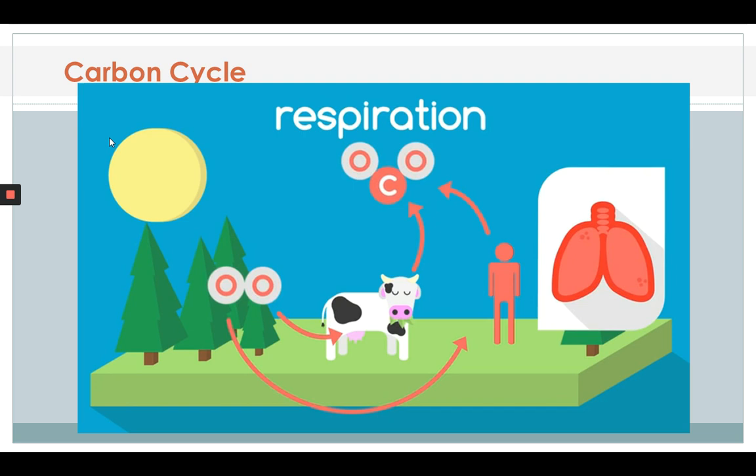Organisms such as humans, and in this case a cow, break down sugar molecules for energy through a process called respiration. In respiration, organisms breathe in oxygen, use it with the addition of glucose, and from that we make energy in the form of adenosine triphosphate, or ATP, and we release carbon dioxide back into the environment. It's a cycle. We need the oxygen, we release carbon dioxide, and it cycles over and over.